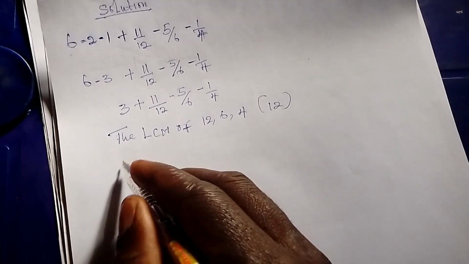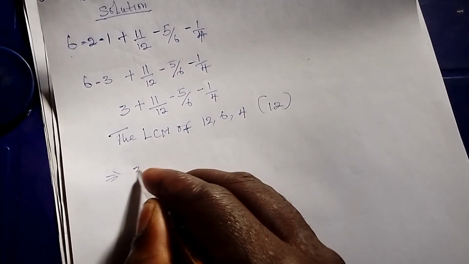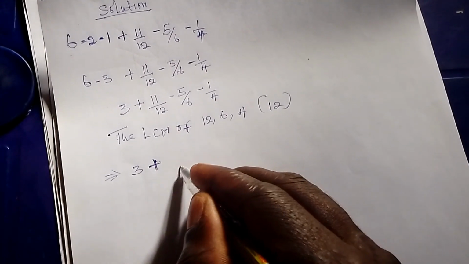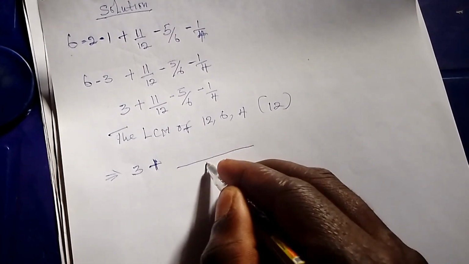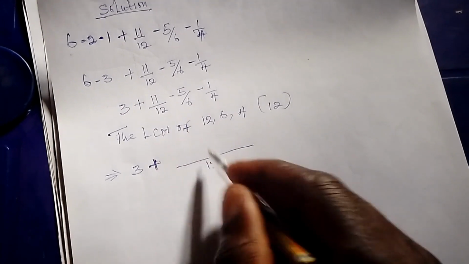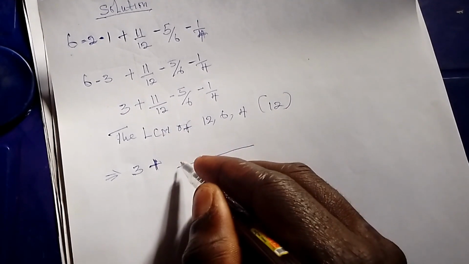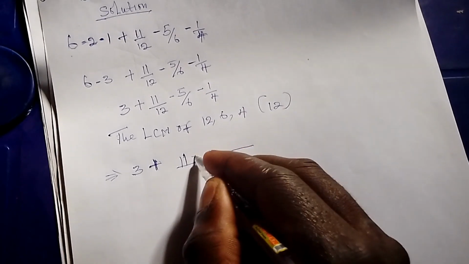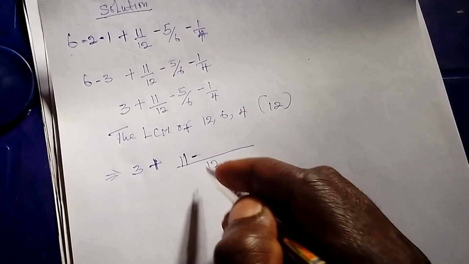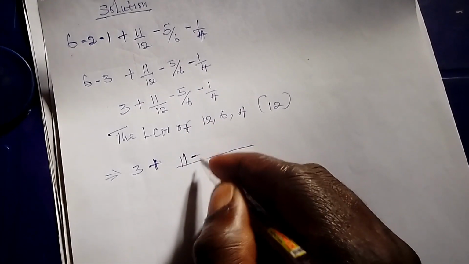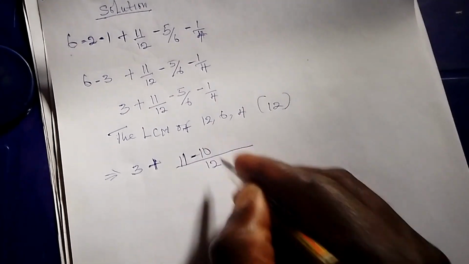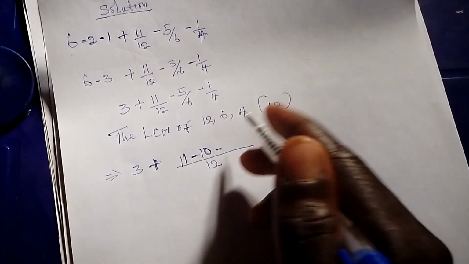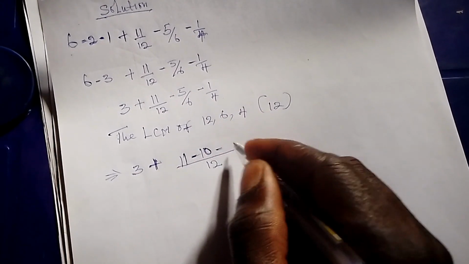So you now have that, implies that 3 plus, so the LCM is what? Is 12. So 12 in 12, we have 1. 1 times 11 will give us 11, minus 6 in 12, we have 2. 2 times 5 will give us 10, minus 4 in 12 will give us 3. 3 times 1 will give us 3.